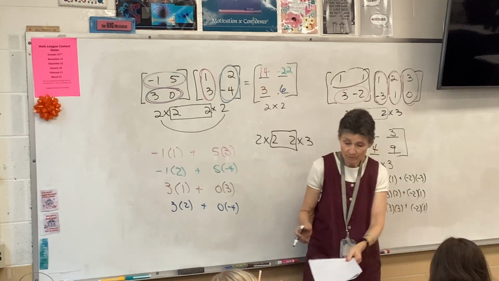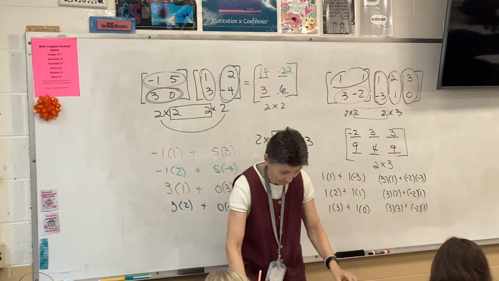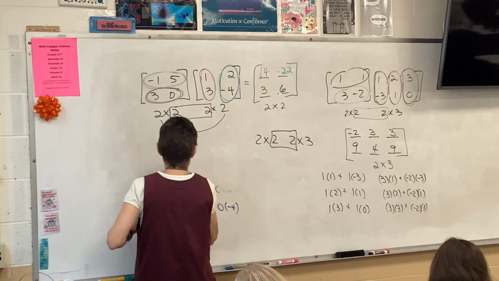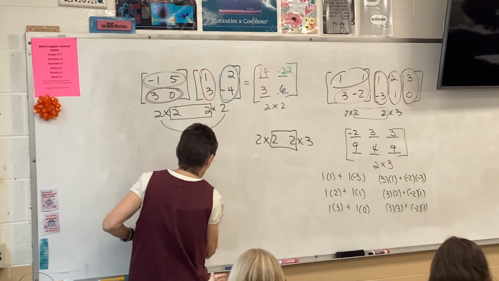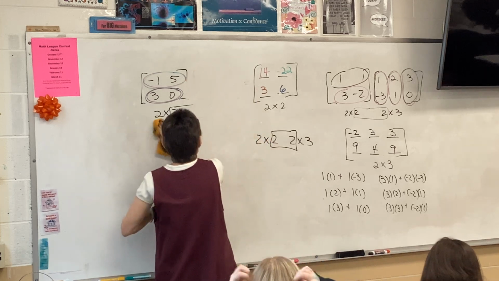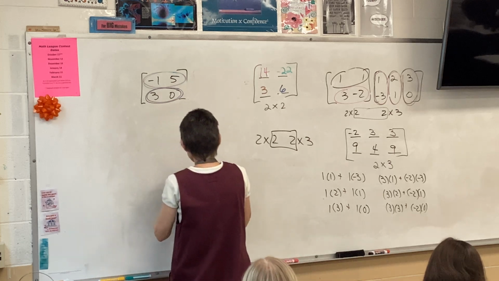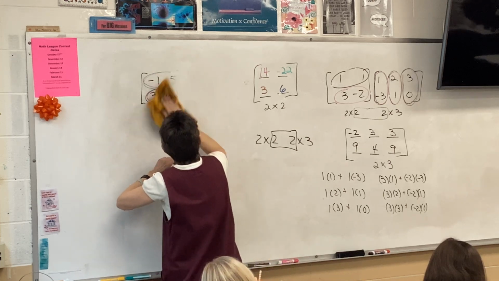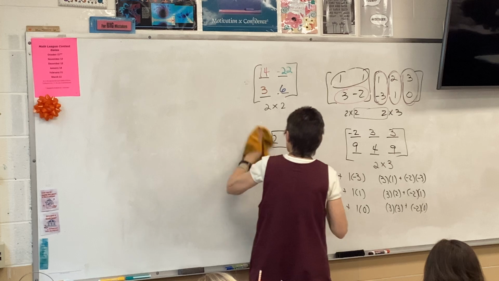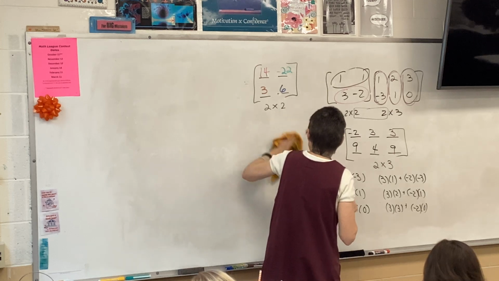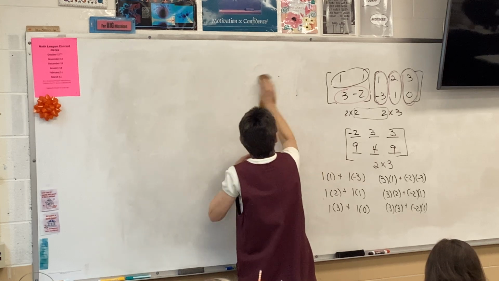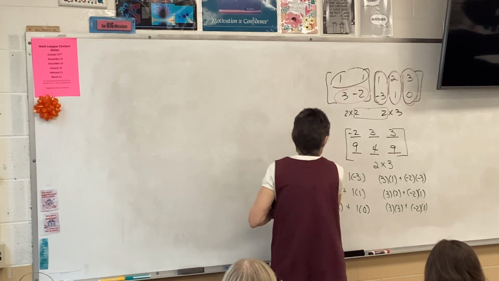All right, go ahead, you and your partner, figure it out while I'm erasing my board. Always remember, you're doing rows of the first matrix, columns of the second. I like to circle them so my eyes are looking at the right thing.